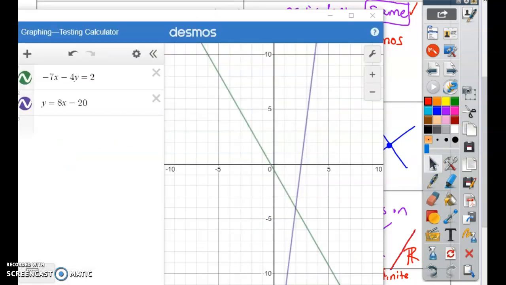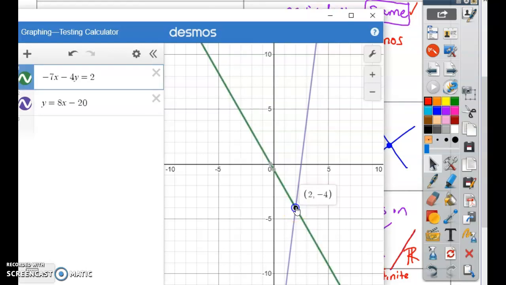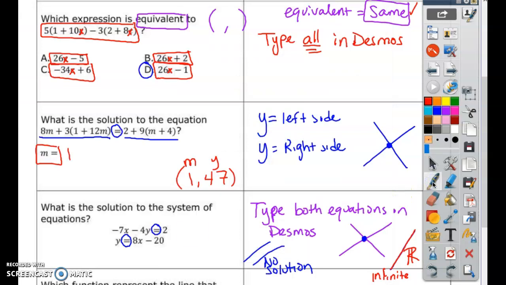So I paused the video, I typed both of them in Desmos. This is what it looks like, and this is where they cross. So the answer would be 2, -4, because they're asking for the whole solution. They're not just asking for one or the other. So right here I would type 2, -4.